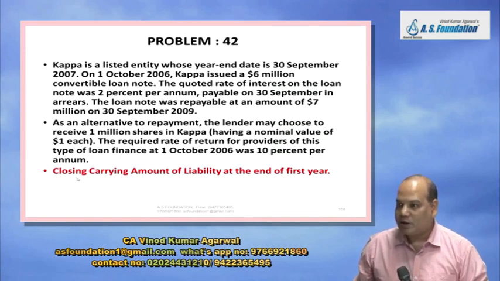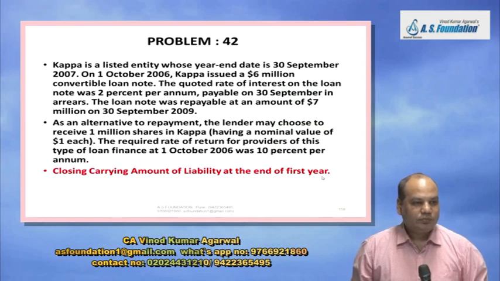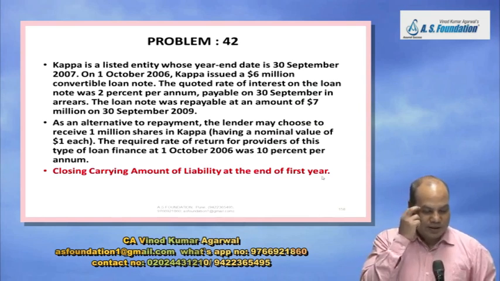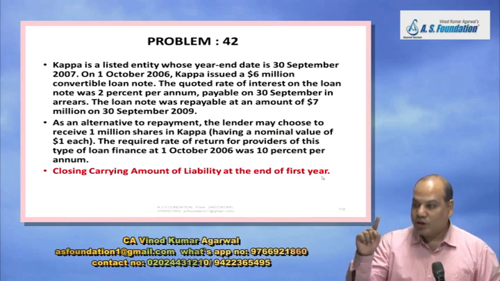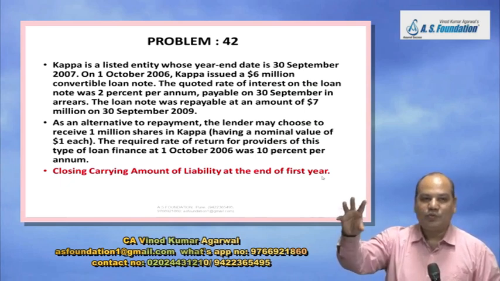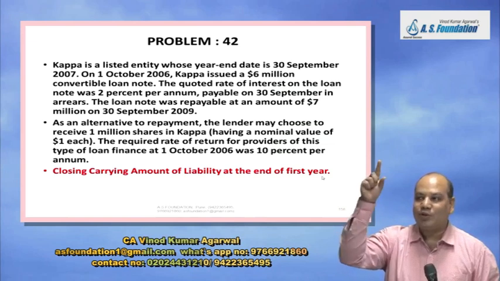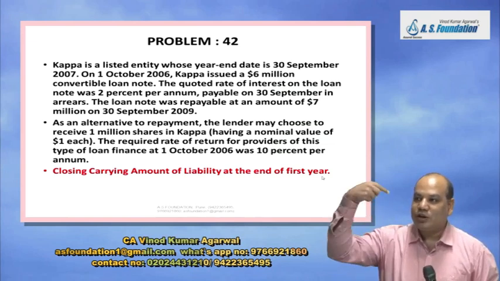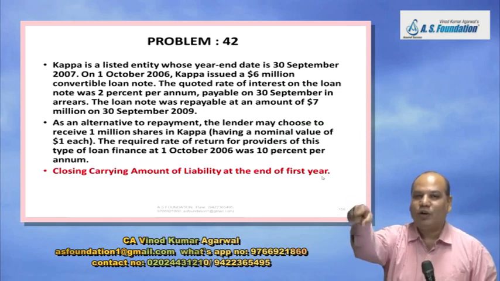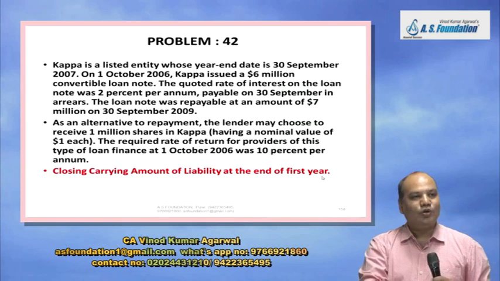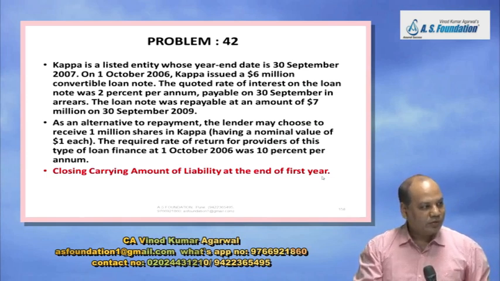Now the question is like this. Calculate closing carrying amount of liability at the end of first year. 4-mark question. Calculate closing carrying amount, not opening. Most of the students will write opening. What we calculate is opening. You have to reach till the end by passing 2 entries, one for interest, one for payment. Then closing balance. Is it right?